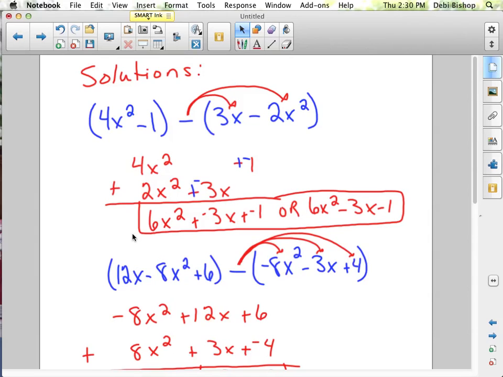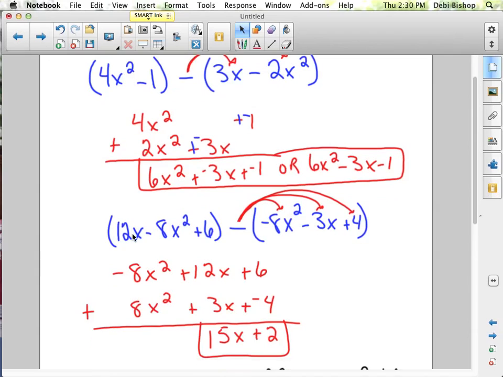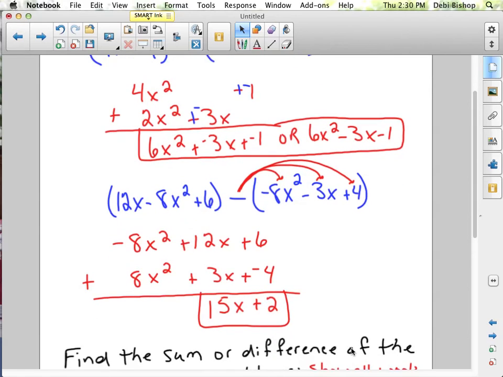And then for the second problem, again, I line them up vertically, match up my terms to make sure they're all in the same order, distribute my negative sign, and you can see here negative 8x squared and a positive 8x squared just cancel out. So I don't have to write anything there. It's a 0. And I'm left with 15x plus 2. So that is adding and subtracting polynomials.